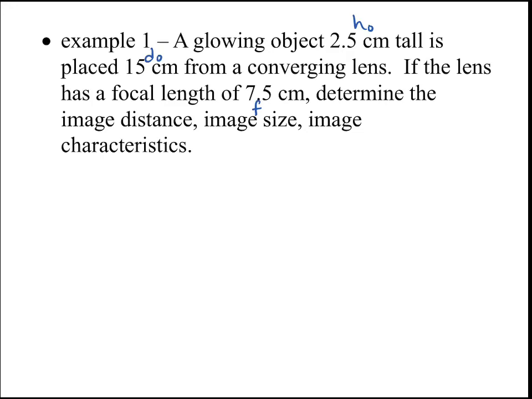So basically, what are we trying to figure out? We're trying to figure out, is it in front of the focal point or behind it, right? Because that's kind of going to tell us if it's virtual or real, right? Which tells us if it's upright or inverted. So looks like we can go ahead and start right by finding the image distance, okay, using this equation right here. And we solve for the image distance.